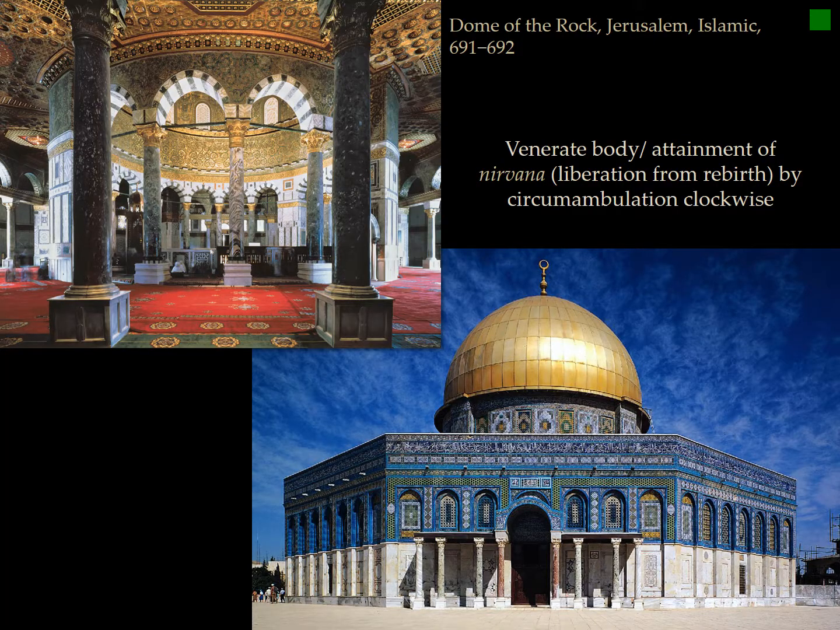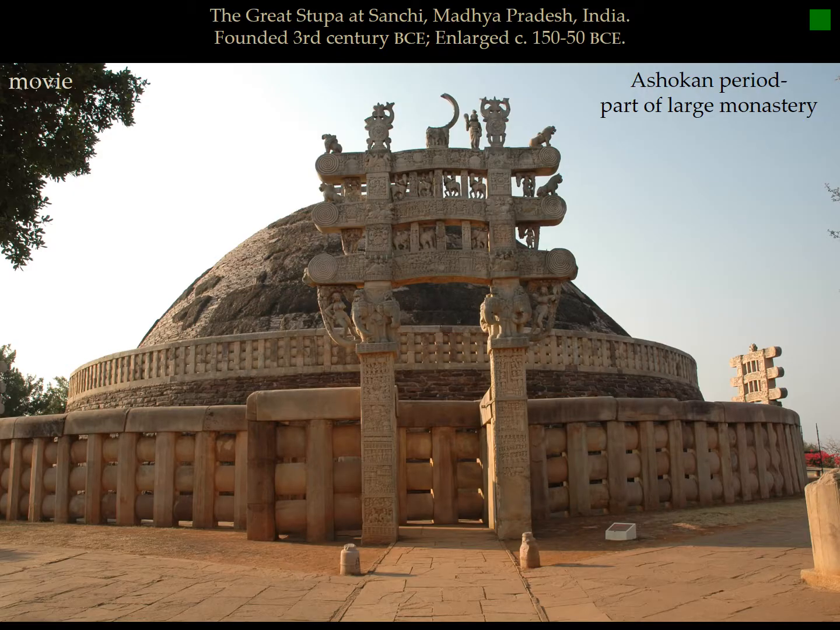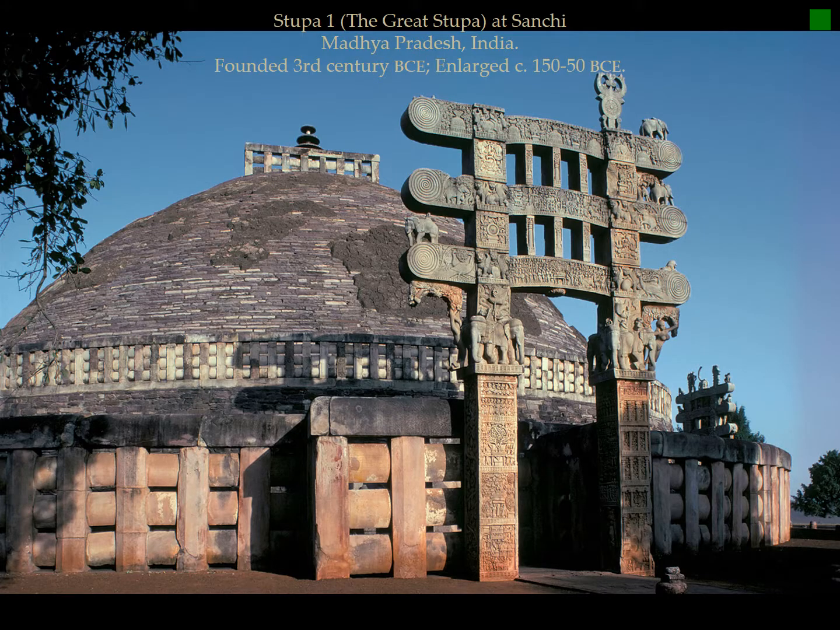So the notion of venerating a body in order to attain nirvana, liberating one from rebirth, is made possible by circumambulating this structure clockwise. In the Ashokan period, the great stupa at Sanchi is going to be made a part of a very large Buddhist monastery.